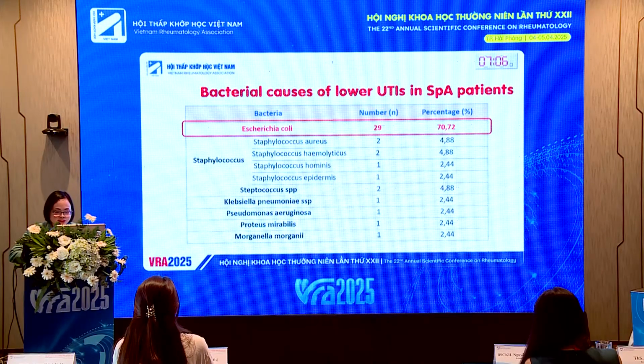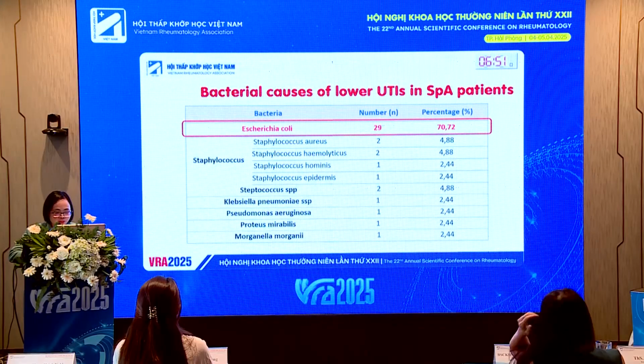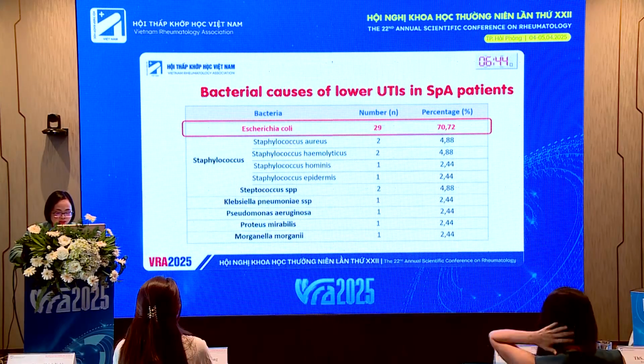Turning to the bacterial causes of lower UTIs, our findings align with local trends. E. coli was the most common agent, accounting for 70.72%. Other notable agents include Staphylococcus species and Streptococcus species. Next most common bacteria included Klebsiella pneumoniae, Pseudomonas aeruginosa, Proteus mirabilis, and Morganella morganii.